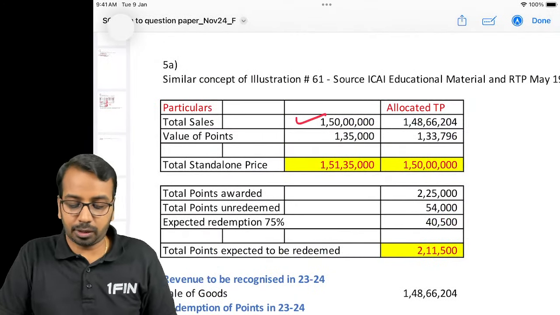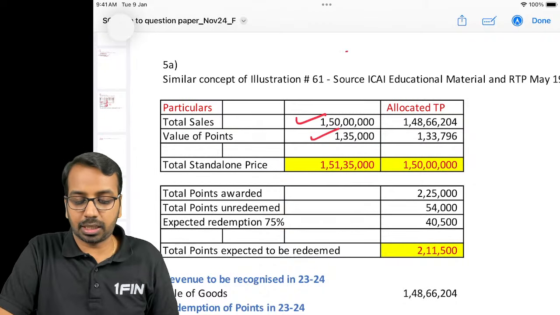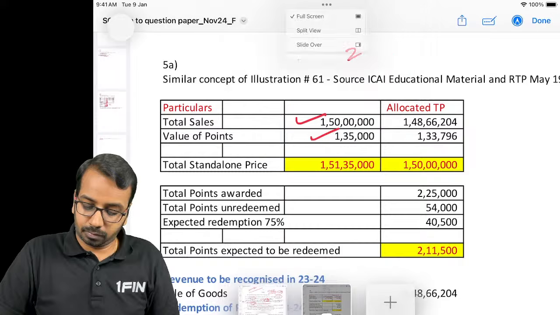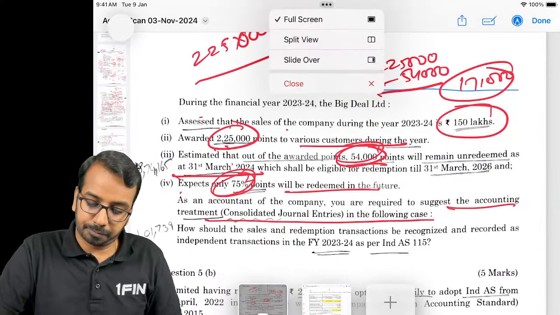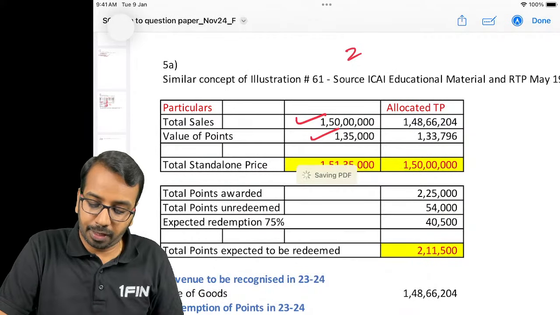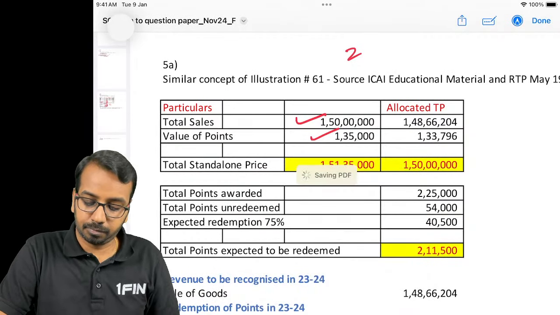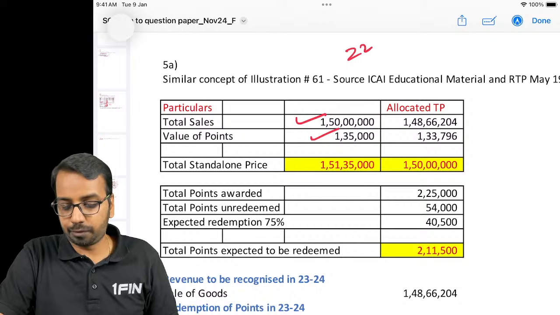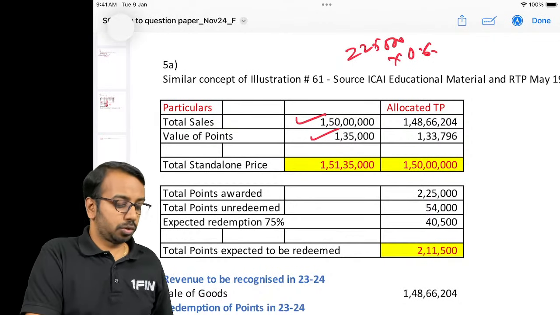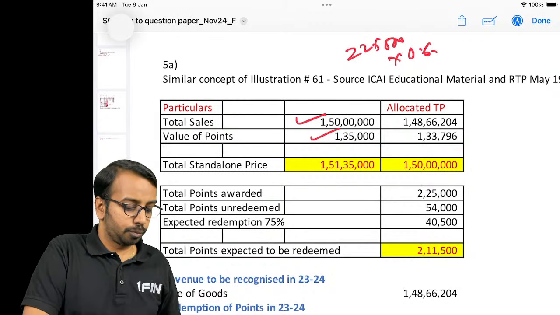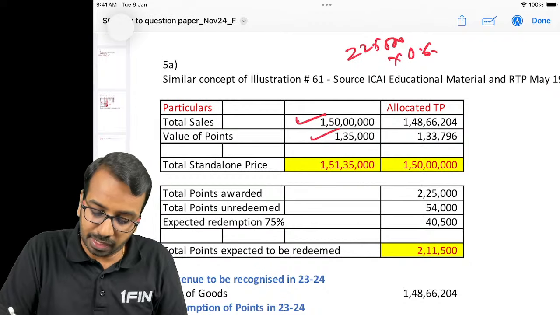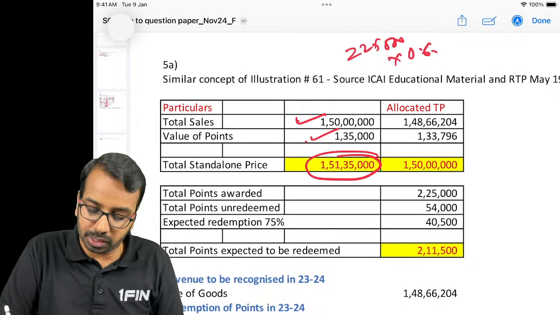Total sales 1,50,000. Value of points 1,35,000. That is nothing but 2 lakhs. 225 into 0.6, so if you do 225 into 0.6, we get 135. Then this is the total sales value. This is the total amount. Now this becomes the total standalone price.